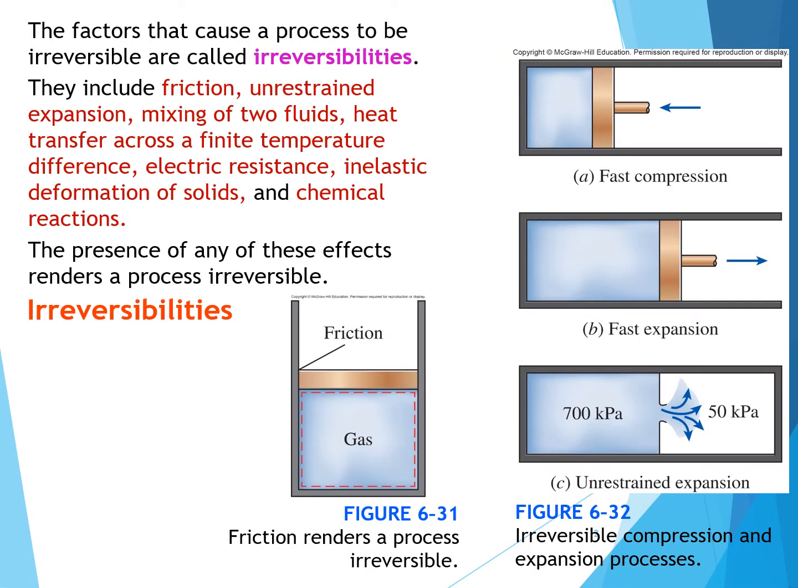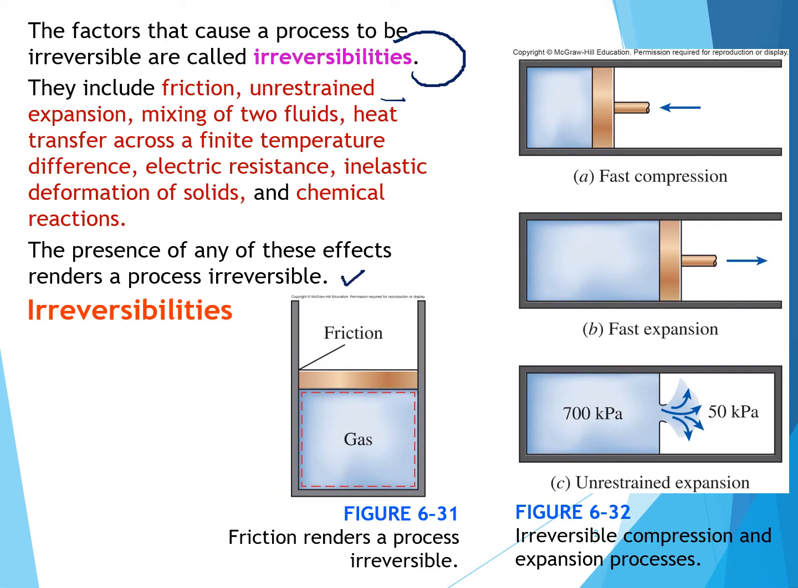Now, factors that cause a process to be irreversible are called irreversibilities, which include the following: friction, unrestrained expansion, and so on. The presence of these factors causes a process to be irreversible.